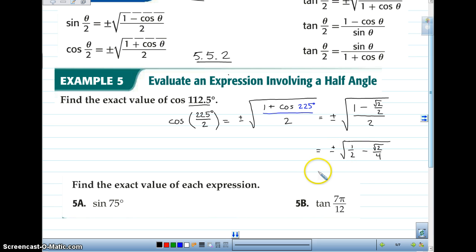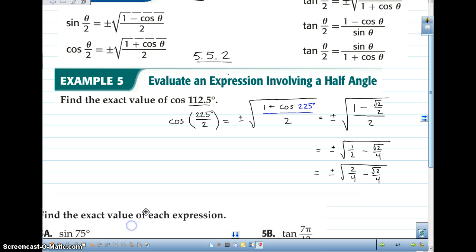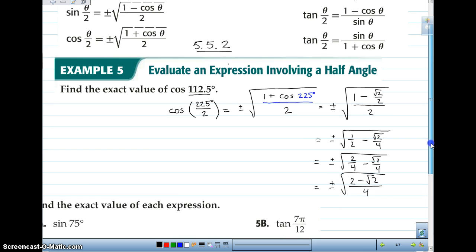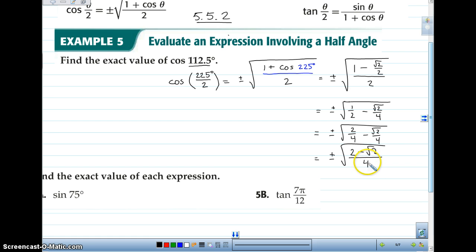And then we can combine these fractions. There's going to be plus or minus the square root of 2 over 4 minus square root of 2 over 4. So we get common denominators, so we can combine these. And then when we combine them, we get plus or minus the square root of 2 minus the square root of 2 all over 4. And you should notice that this is a perfect square in the denominator, so it'll actually simplify if I take the square root of the top and the square root of the bottom. So the last thing we get, and this is a little funky, it's the square root of 2 minus the square root of 2, that's just my top, and then the square root of 4 in the bottom is 2.